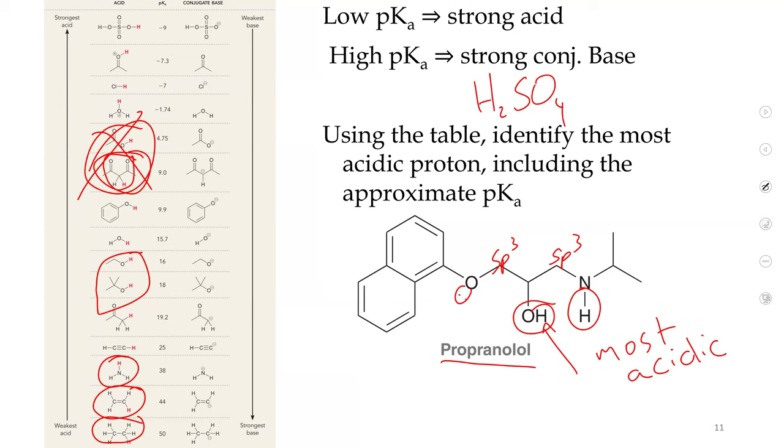What kind of range would we be looking at? Just really ballpark. 16, 17. Yeah, somewhere in there. We've got a primary alcohol at 16, a tertiary alcohol at 18. Methanol might be somewhere in the 15 range. But it's going to be somewhere in this range for sure.